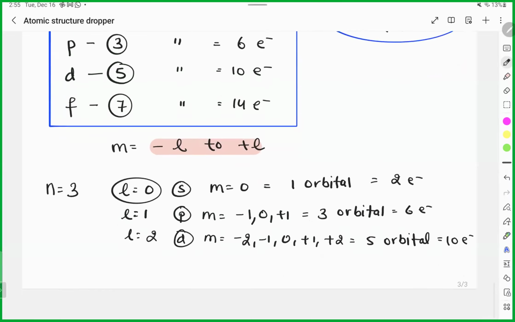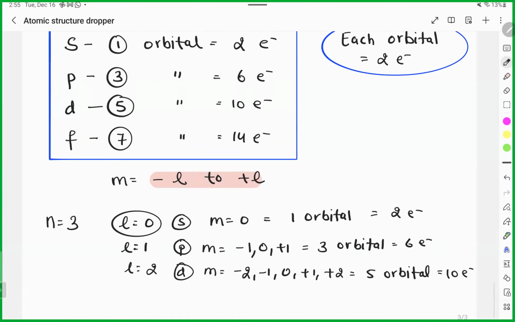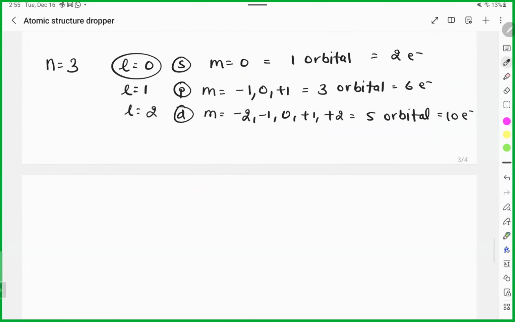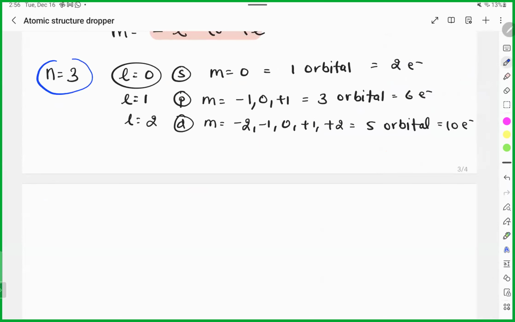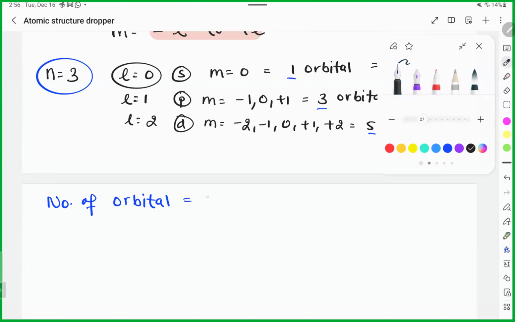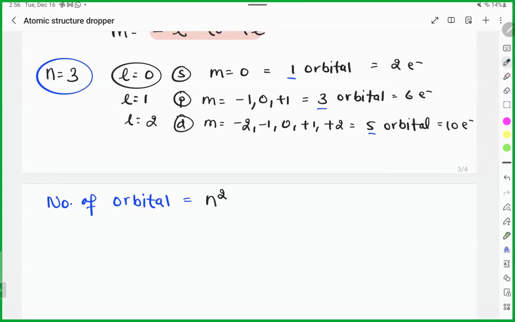So tell me, if n value is 3, what is the total number of orbitals? Jordan. Can you repeat the question again, sir? If n value is 3, what will be the total number of orbitals in this shell? Will it be 9? 5 plus 3 plus 1. Can I say the total number of orbitals will be equal to n square? Yes, sir.